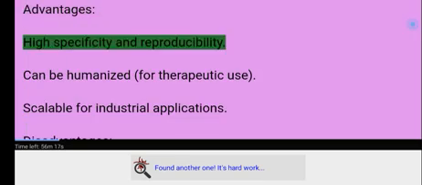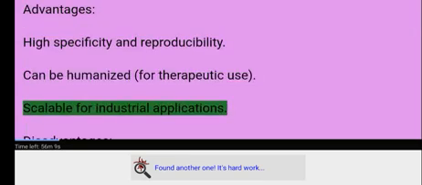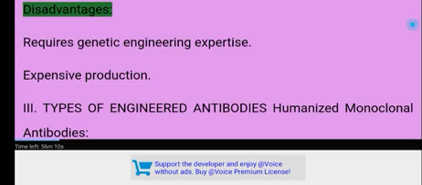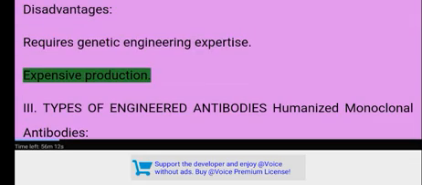Advantages: high specificity and reproducibility; can be humanized for therapeutic use; scalable for industrial applications. Disadvantages: requires genetic engineering expertise; expensive production.